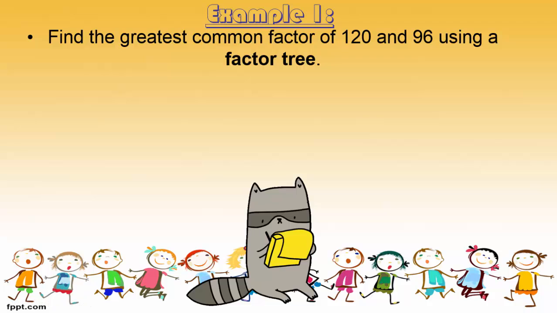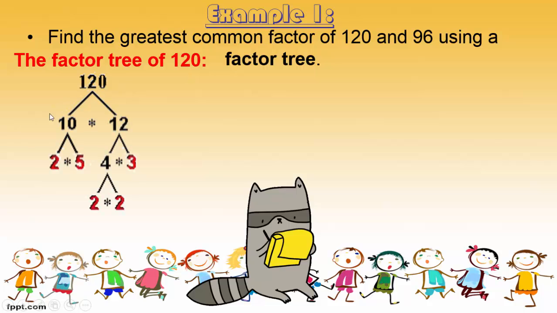Example 1. Find the greatest common factor of 120 and 96 using a factor tree. So we're going to make a factor tree for 120. That means we're going to break 120 into factors, 10 and 12, let's say, and we're going to continue to factor it until we can factor no longer. We can factor 10 further into 2 and 5, but we cannot factor 2 or 5 any further except by 1 and itself.